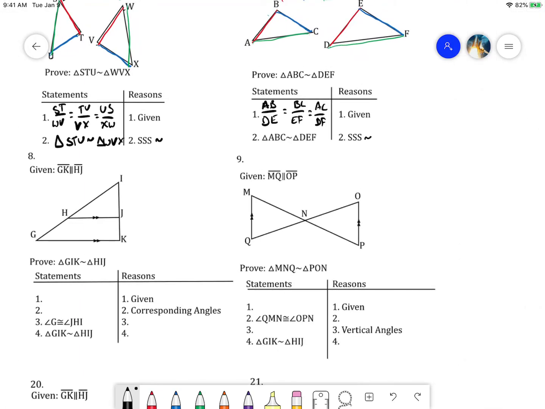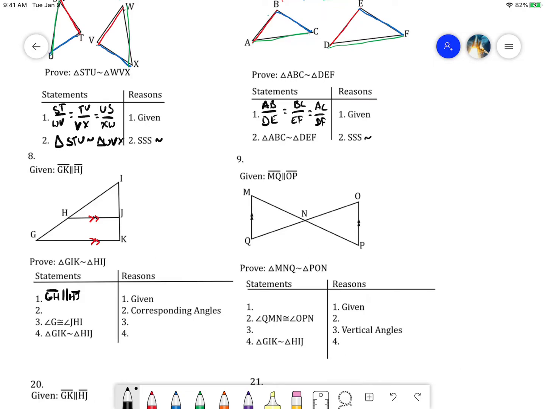So number 8, all that we're given, and I'll even highlight it, use the colors for you, all that we're given, right, is that GK is parallel to HJ. So I'll go ahead and just fill that in because I know that you guys already know that. Now we want to try and prove that these triangles are similar. Okay?